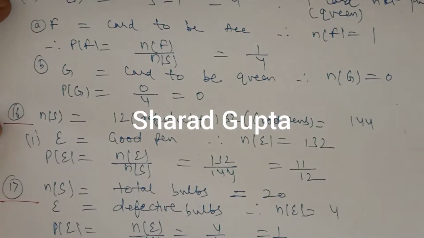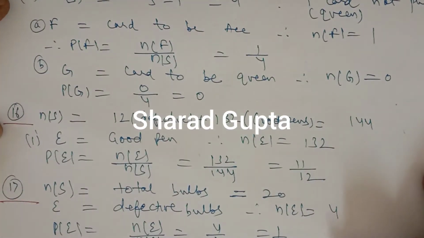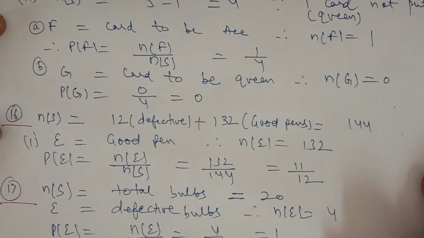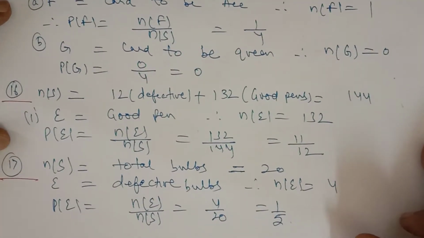This is lecture number 3 for the chapter Probability for Class 10th, and we have discussed up to question number 15 in the last lecture, and we are starting with question number 16 now.